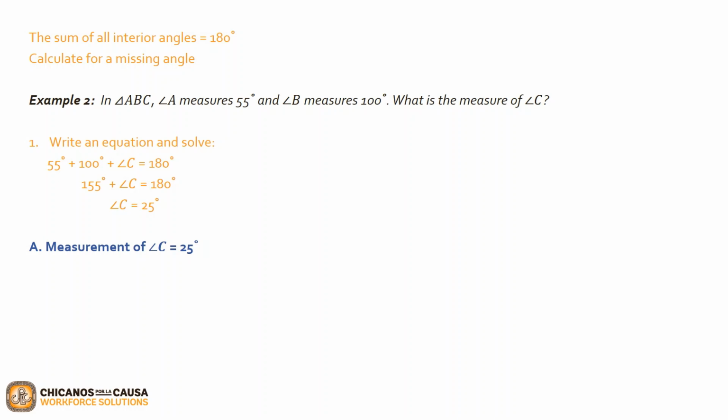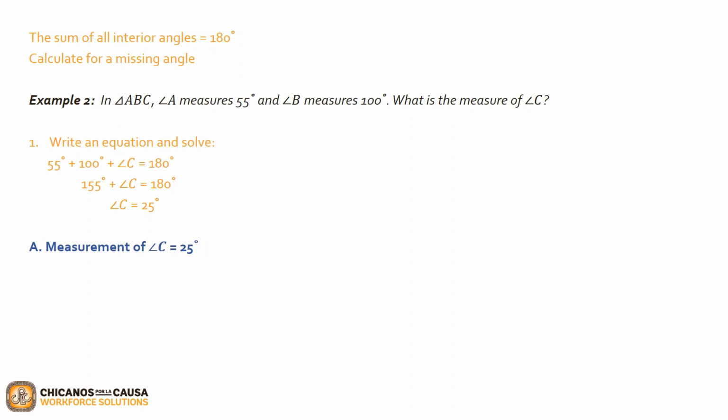Okay, so we're going to calculate a missing angle for this example. Remember that in the first slide, we talked about the sum of all interior angles equaling 180 degrees. So for example, in triangle ABC, angle A measures 55 degrees and angle B measures 100 degrees. What is the measure of angle C? So let's go back to our algebraic expressions. We're going to write an equation and solve it.